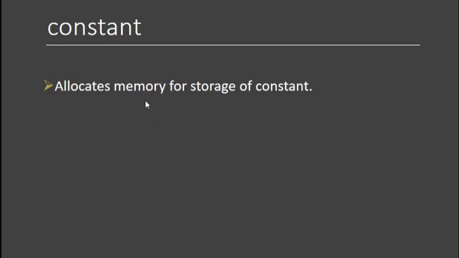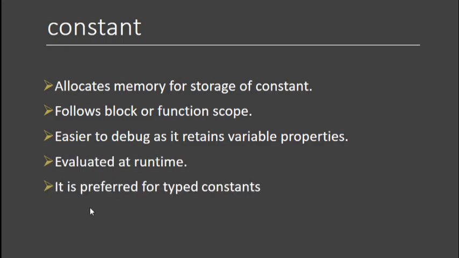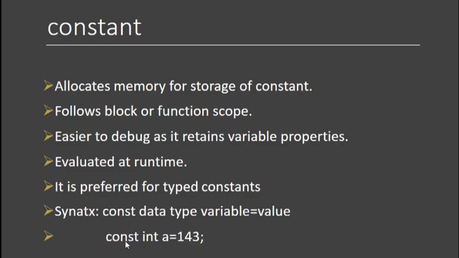A constant value never changes. It allocates memory for storage of the constant, follows block or function scope, is easier to debug as it retains variable properties, is evaluated at runtime, and is preferred for typed constants. The syntax of a constant is const data type variable equal to value, and the representation is const int a equal to 143.